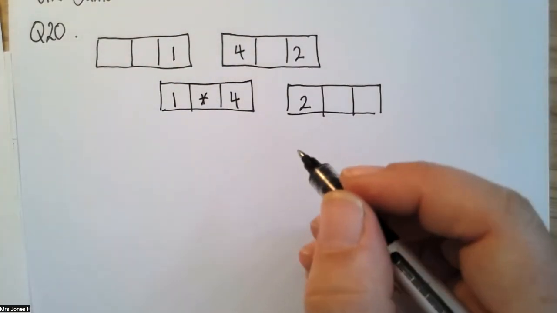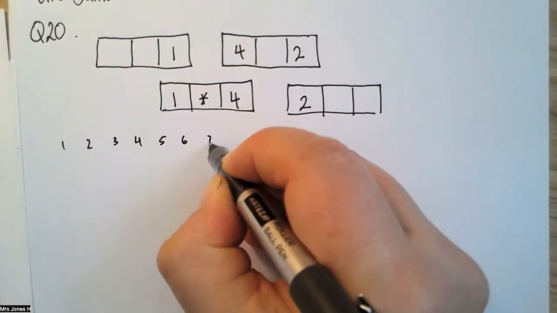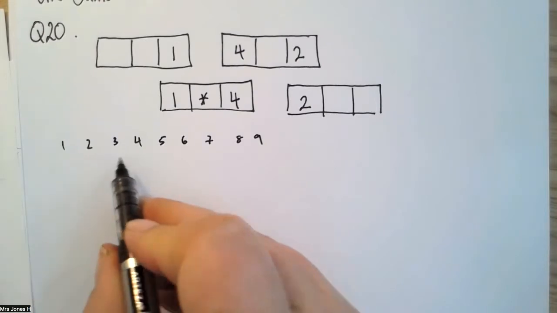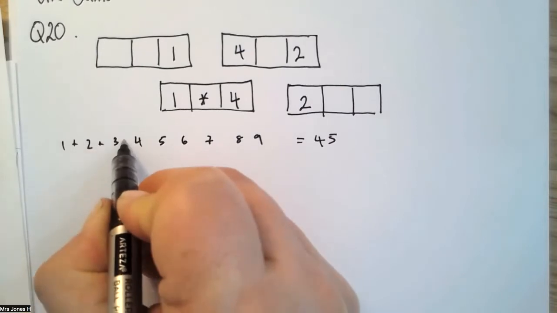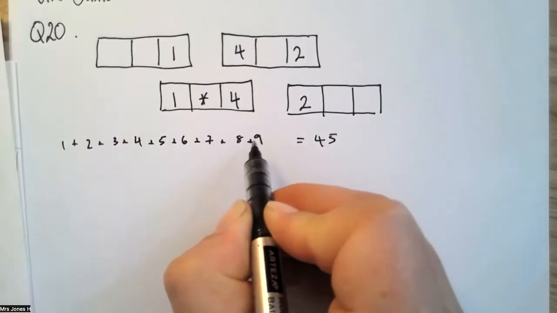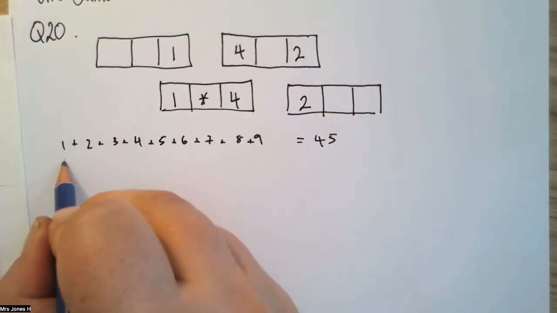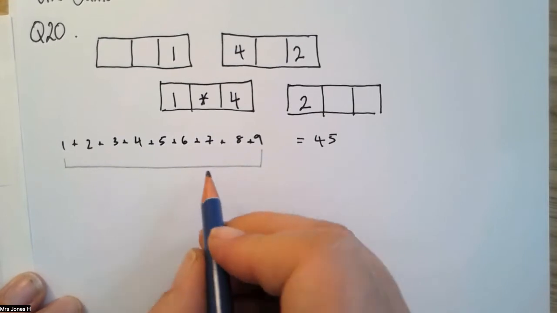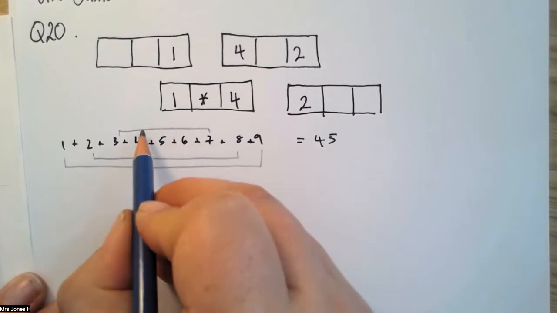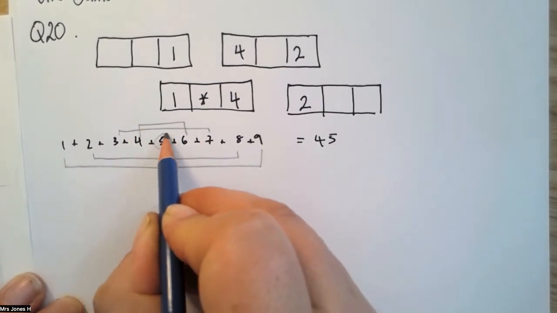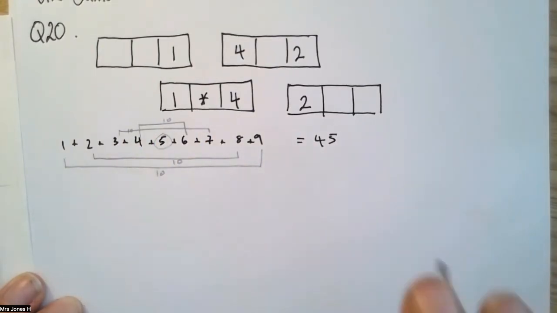We know that if we've just got one of each, 1, 2, 3, 4, 6, 7, 8, 9, if we add them all together, we get 45. One way to see that is that 1 and 9 make 10, 2 and 8 make 10, 3 and 7 make 10, 4 and 6 make 10, and then you're left with a 5. So it's 10, 20, 30, 40, 45.